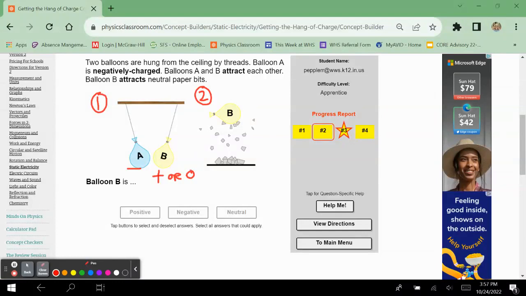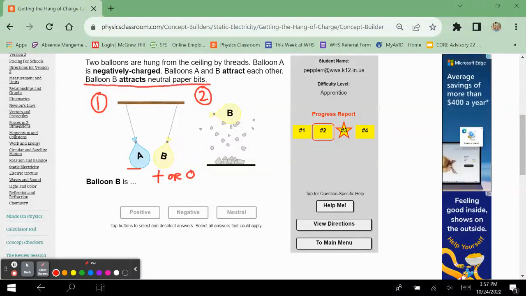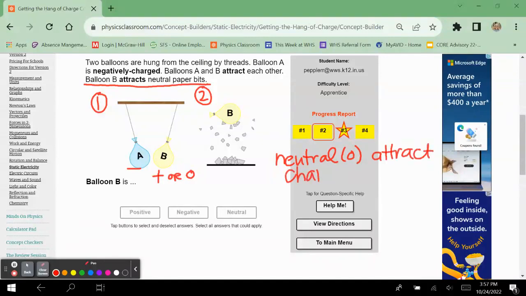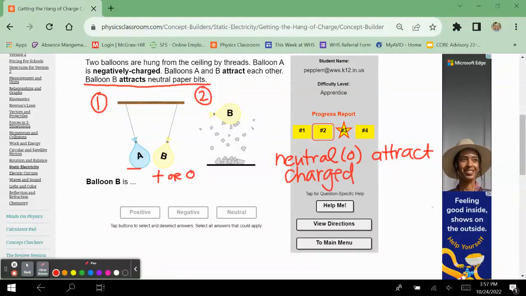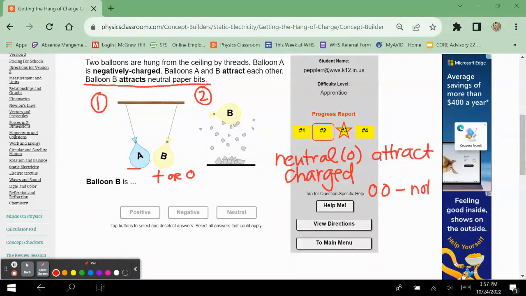The second information tells me that B attracts the neutral paper bits. The other thing you need to consider when doing this concept builder is neutral objects, objects that have a charge of 0, will attract charged objects, but they will not interact with other neutral objects. Okay, two neutral objects. If you have a neutral and a neutral, basically nothing's going to happen. Okay, you're not going to see anything happening.